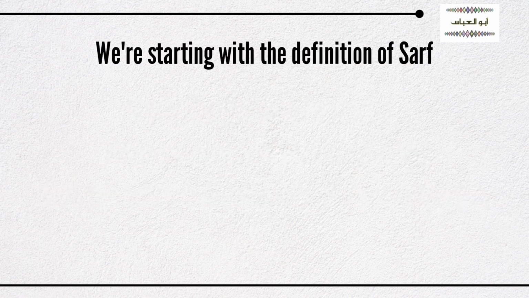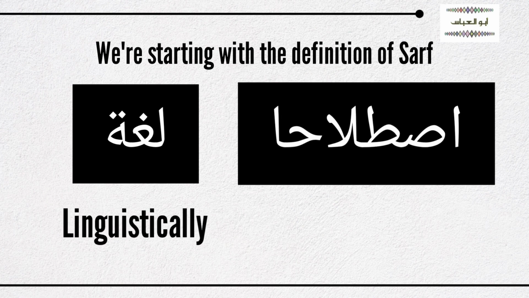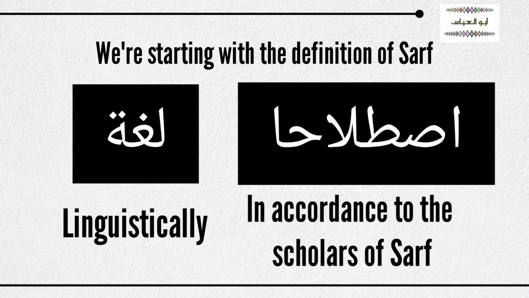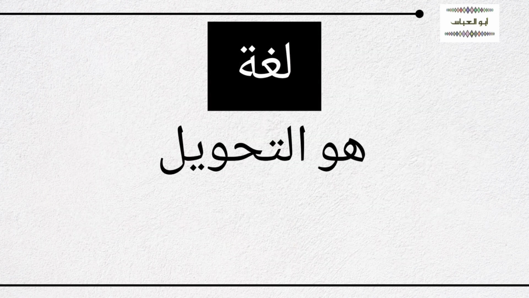Now we are going to start with the definition of as-sarfu, ta'rif as-sarf, the definition of sarf. So we are going to define it in two ways. We are going to define it lughatan wa istilahan. Lughatan, that is linguistically, in Arabic language, what does sarf mean? Then we are going to define it istilahan, that is according to the scholars of sarfu, how do they define sarf?